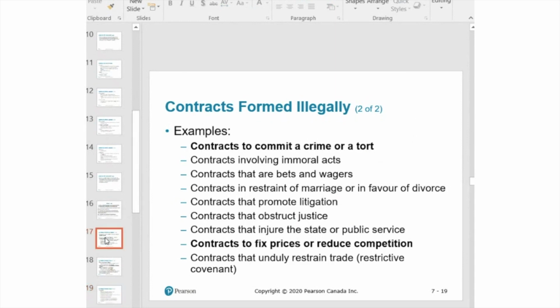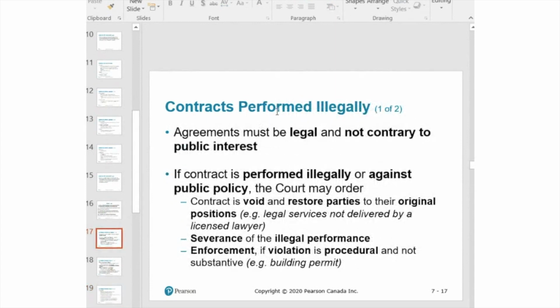But coming back to contracts that are performed illegally, this is different because the contract itself is legal, but performance is illegal. Let me give you two examples because there are two different consequences. First of all, if the illegality cannot be corrected, then the contract is void. The contract is inexistent, and the court will restore the parties.